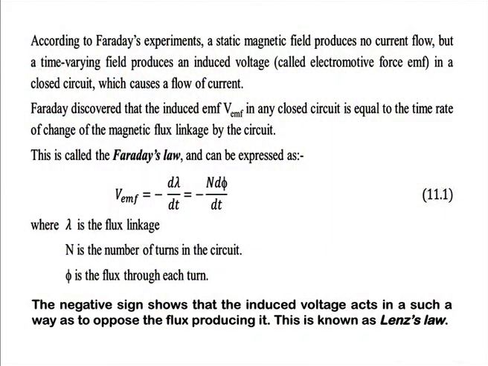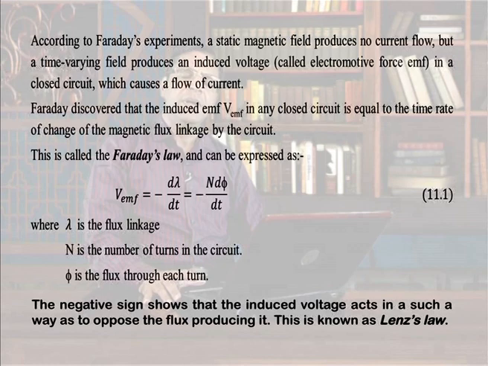According to Faraday's experiment, a static magnetic field produces no current, while a time varying magnetic field produces an induced voltage in a closed circuit which causes a flow of current. The Faraday's first law of electromagnetic induction states that whenever the flux linking a coil or conductor changes, an EMF would be induced in it.